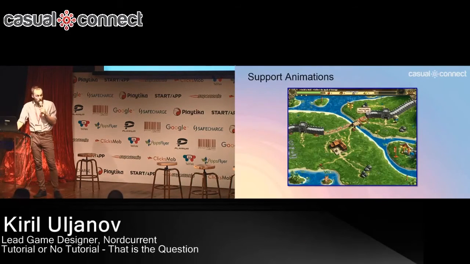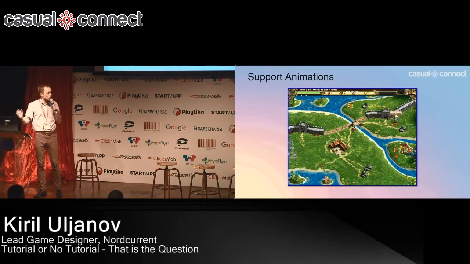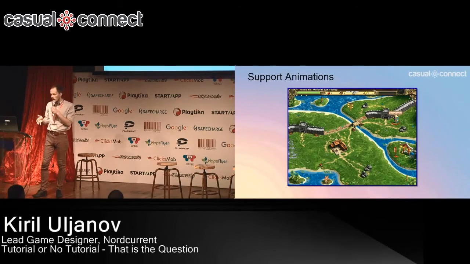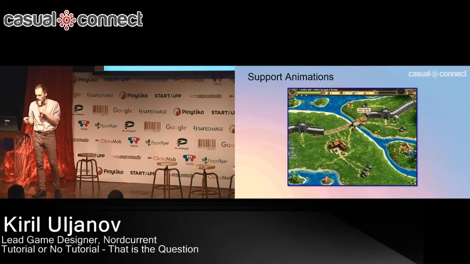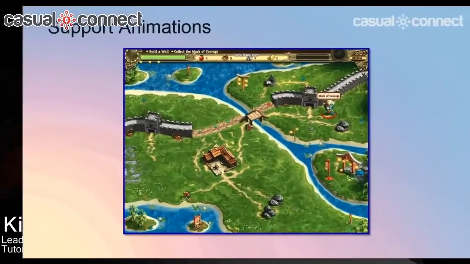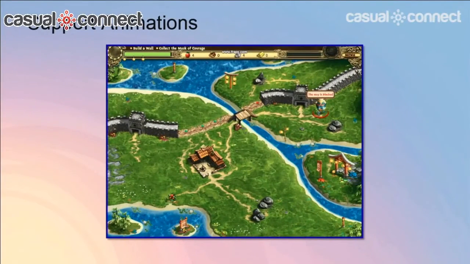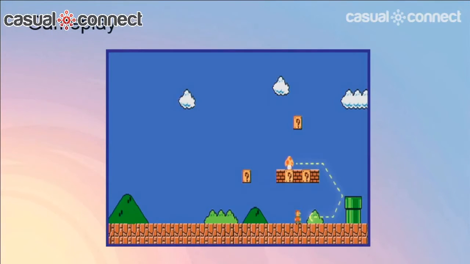And support animations could be used to indicate something which can or cannot be done. For example, in this short video, you see if we try to do something on the other side of the river, the broken bridge will highlight, telling the player that something needs to be done with that bridge if he wants to reach that side of the river. And support animations in many ways are better than constantly popping up messages.